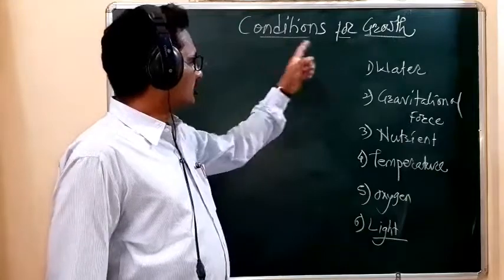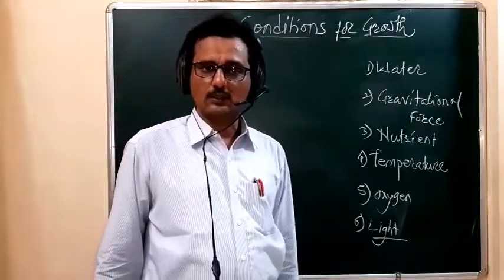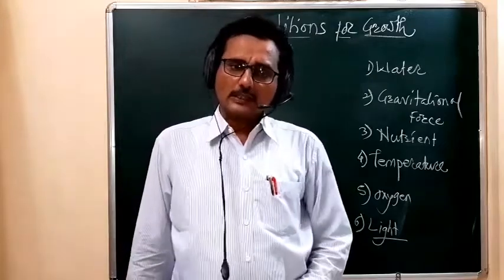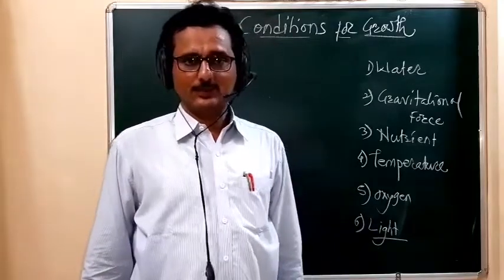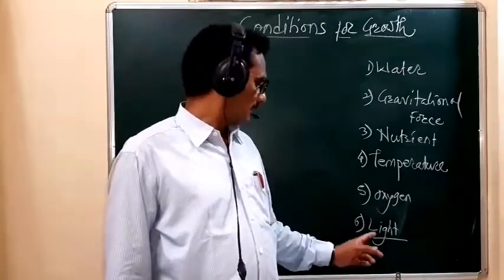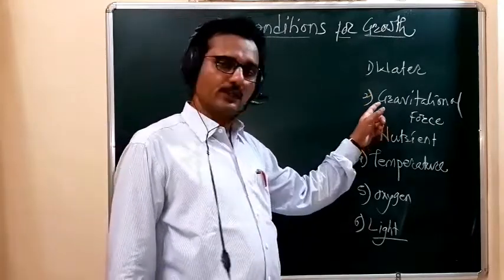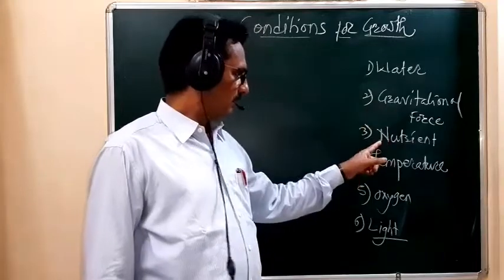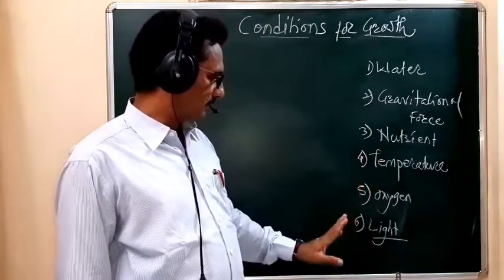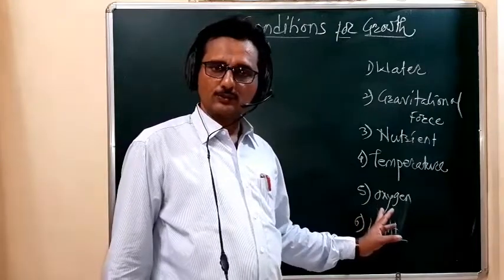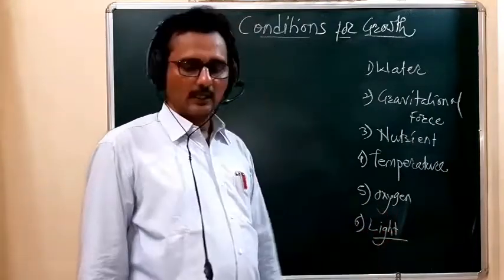So what are the conditions for growth? For the growth of a particular plant part, what are the conditions necessary? Around six conditions are required. Water is required, gravitational force is required, then nutrients are required, temperature is required, then there will be availability of oxygen, and light is required.